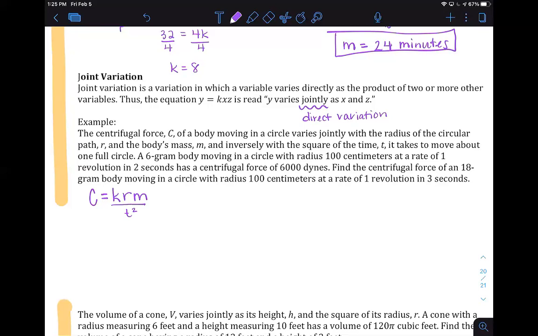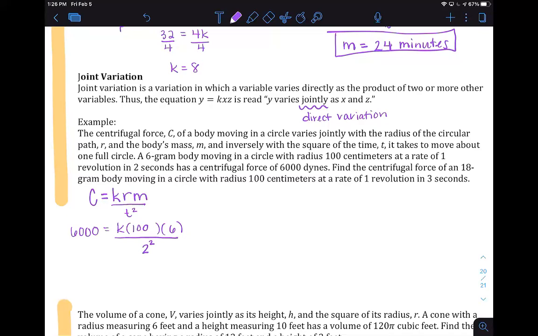Then plug in what you know. So we know a 6-gram body, which is our mass, and a circle with a radius of 100 centimeters, that's our r, at a rate of 1 revolution in 2 seconds, so t, so 2 squared, has a centrifugal force of 6,000 dynes. Sorry, 6,000 dynes.